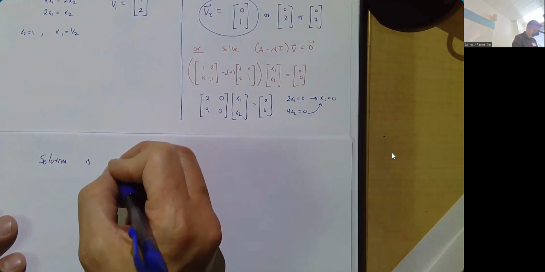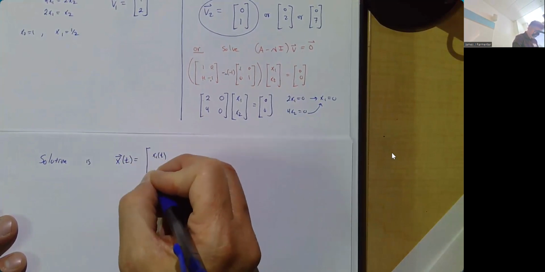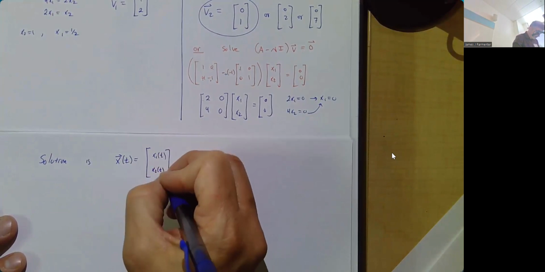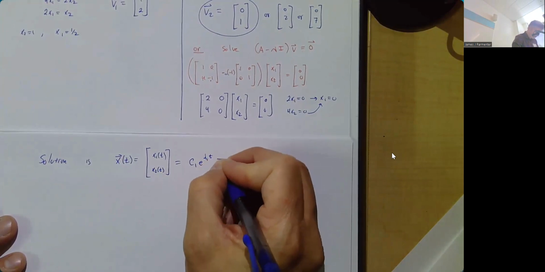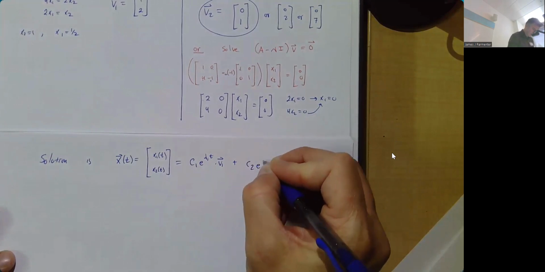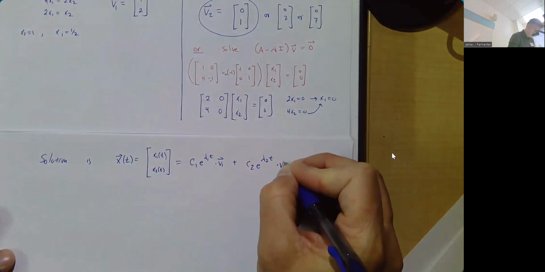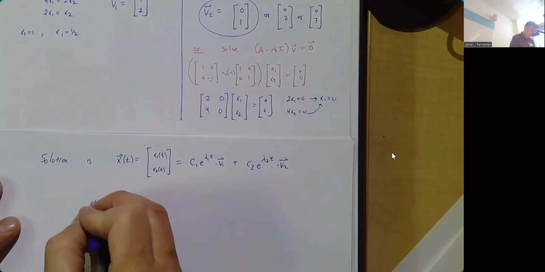is the vector x of t equal to x1 of t in the first component, x2 of t in the second component. And it's just going to be c1 e to the lambda 1 times t times v1 plus the same thing with 2's instead of 1's, c2 e to the lambda 2 t times v2. That is the general format of the solution to this system of linear differential equations. And then we're just going to plug in all the things we know. We know lambda 1 and v1. We know lambda 2 and v2. So writing my solution.